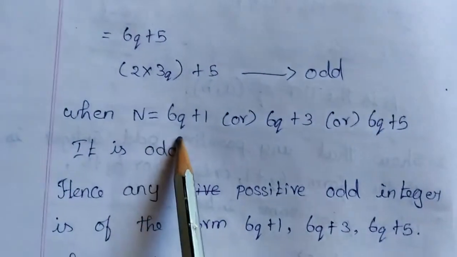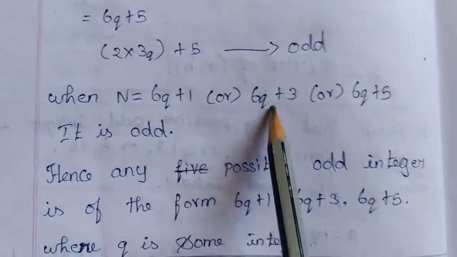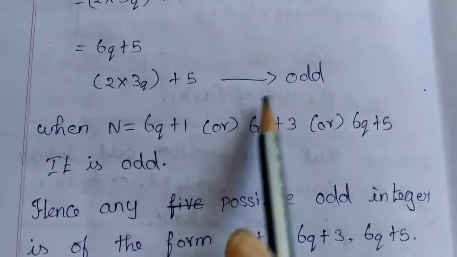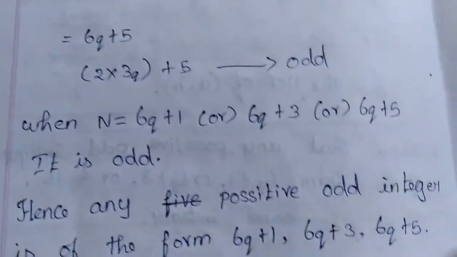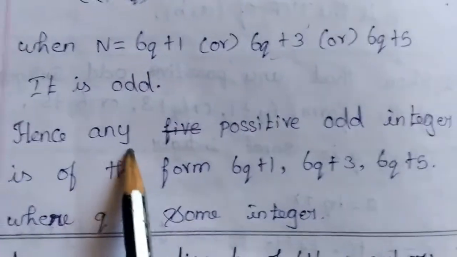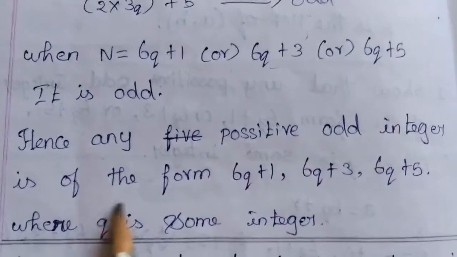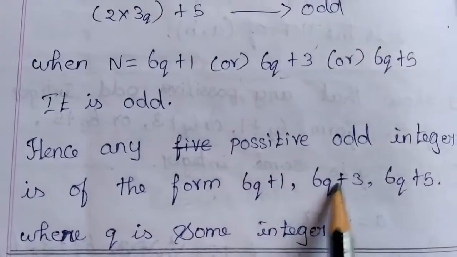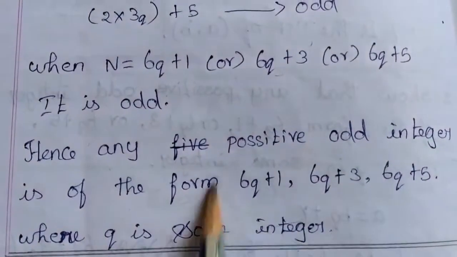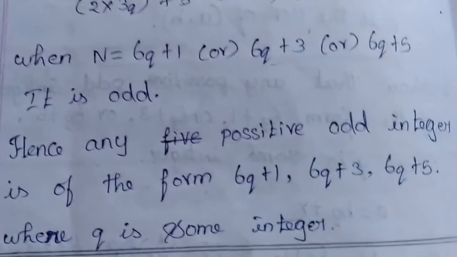When n is equal to 6q plus 1 or 6q plus 3 or 6q plus 5, it is odd, because we said that 6q plus 5 is odd, 6q plus 3 is also odd, and 6q plus 1 is also odd. Hence, any positive odd integer is of the form 6q plus 1, 6q plus 3 and 6q plus 5, where q is some integer. This was mentioned in the question.